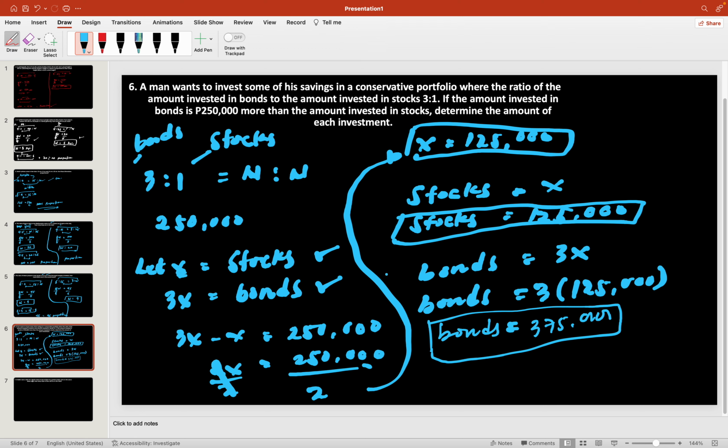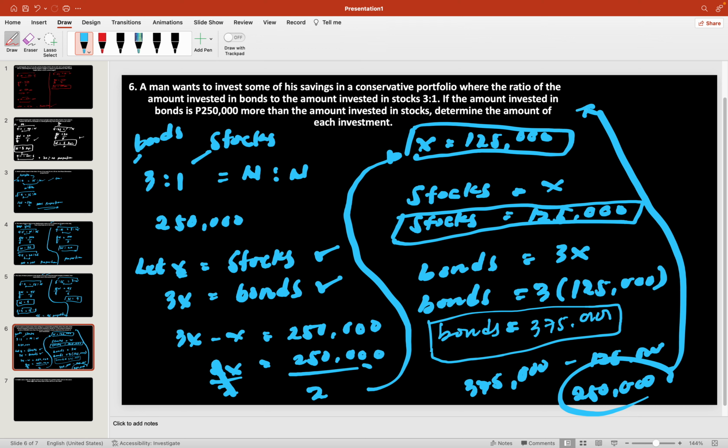So ang sabi niya, amount invested in bonds is 250k more than the amount invested in stocks. So kapag minus mo yan, 375,000 minus 125,000, this is equivalent to 250k, which means tama yung mga nakuha nating amount because pareho siya sa given natin. Okay? So, ang tanong natin, determine the amount of each investment. So, yung investment for stocks is 125k. Then, yung invested in the bonds natin is 375,000. Okay? So, that is how you do it.